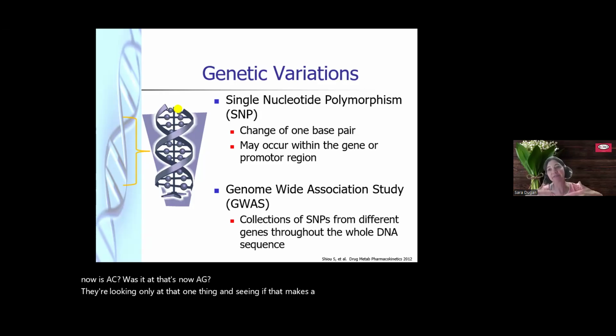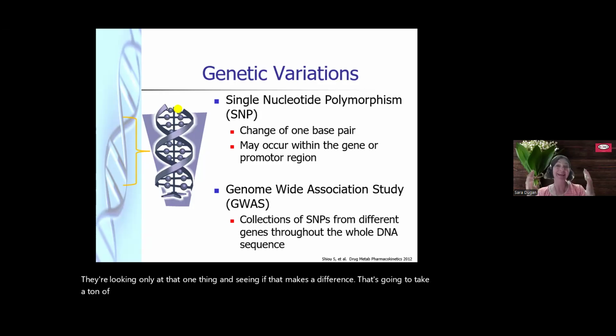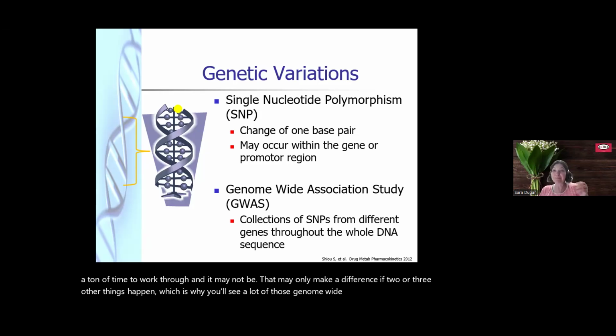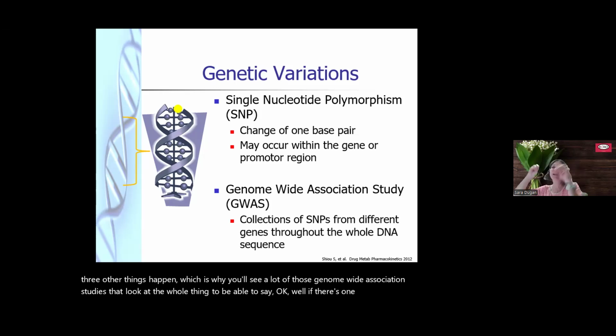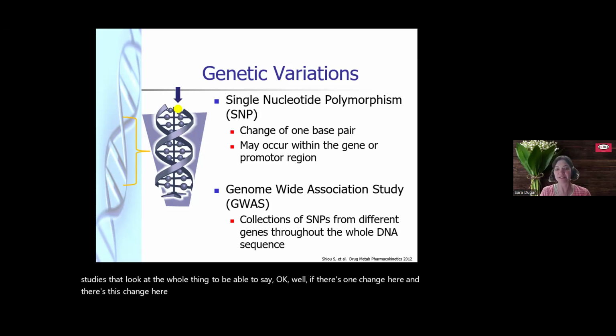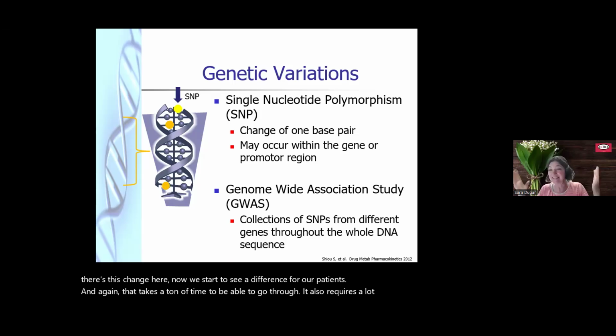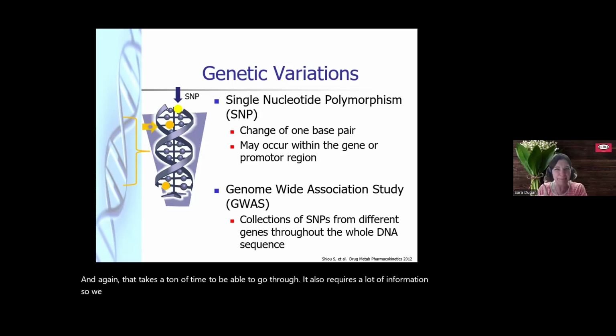That's going to take a ton of time to work through. And that may only make a difference if 2 or 3 other things happen, which is why you'll see a lot of those genome-wide association studies that look at the whole thing to be able to say, okay, well, if there's one change here and there's this change here, now we start to see a difference for our patients. And again, that takes a ton of time to be able to go through. It also requires a lot of information. So we can see some of these differences and things don't happen that we were expecting to happen.